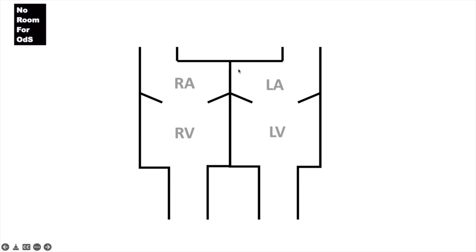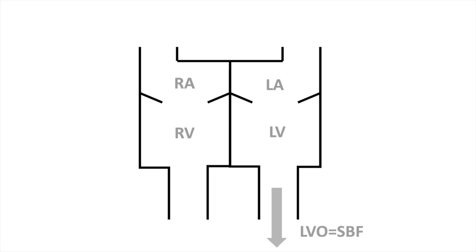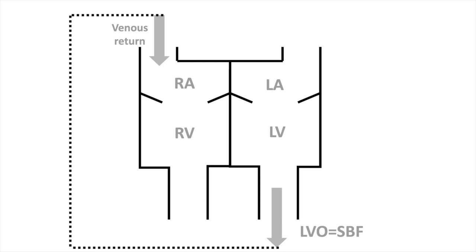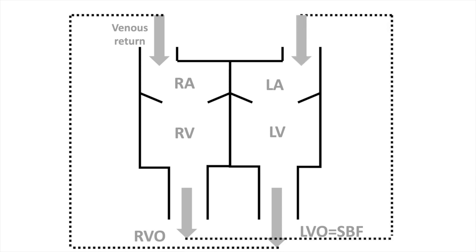In the absence of any cardiac shunting, usually the blood will leave the left ventricle, representing the systemic blood flow. This blood is going to return back to the right side, and then it's going to leave the right ventricle towards the lungs, and then back to the left atrium here.